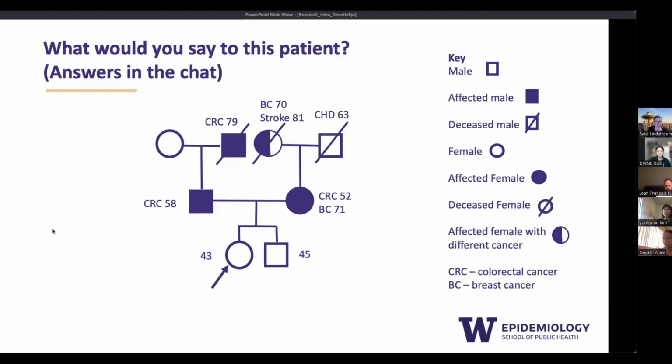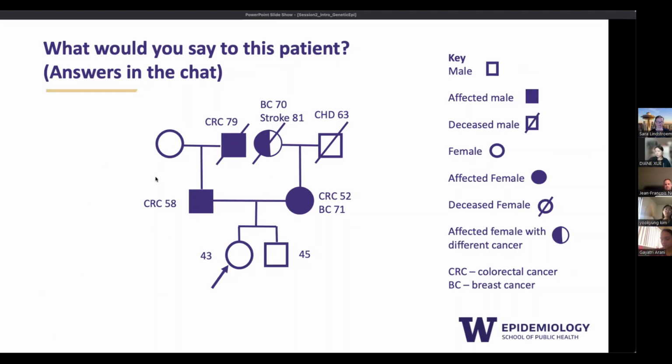So this is going to be my last slide. And so I just want to introduce you to pedigrees. This is a situation where you have a patient, a 43-year-old female, coming in, and you're her doctor. She shows you her family pedigree. If you have not seen this before, this is a 3-generation pedigree. These are her parents, these are her grandparents.